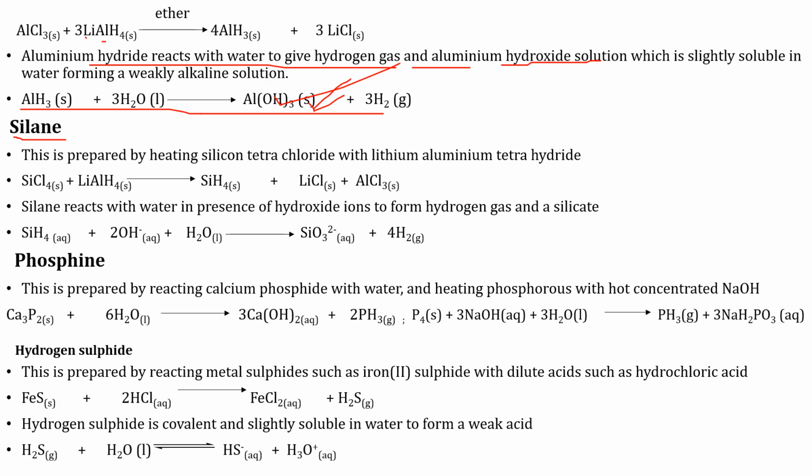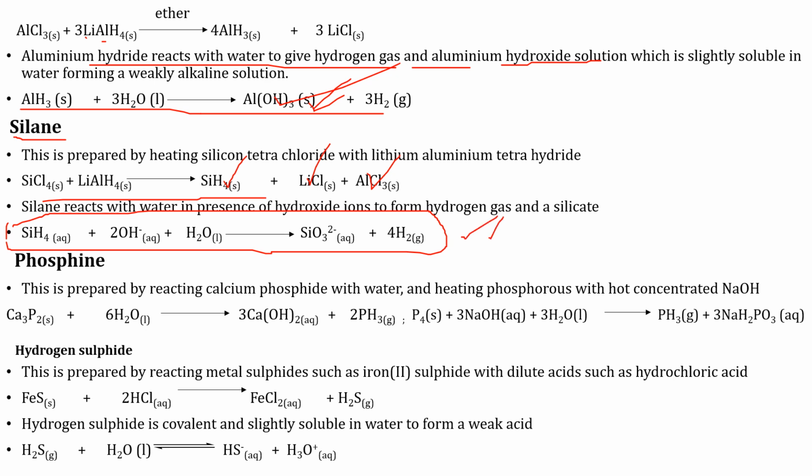So you heat silicon tetrachloride with lithium aluminium tetrahydride, forming what you want, which is silicon 4 hydride. You can also call it silicon hydride. You also form lithium chloride and aluminium chloride. Now you should note this equation because it's very important and we ask for it.